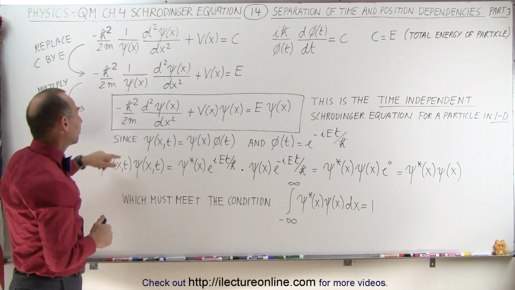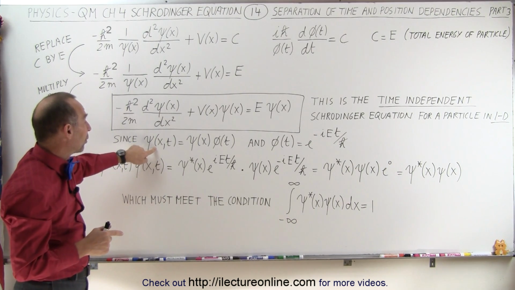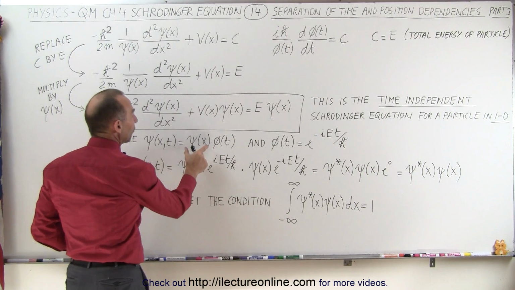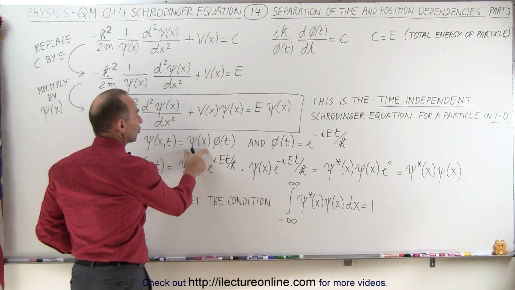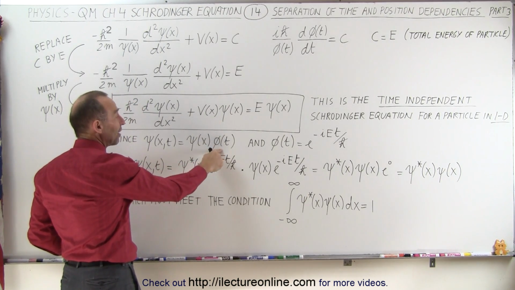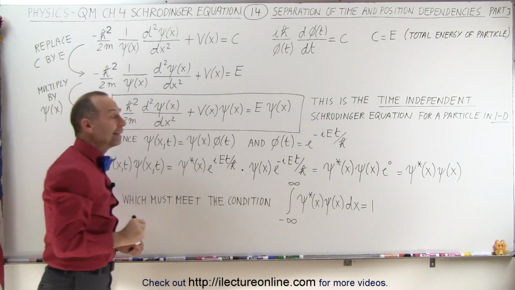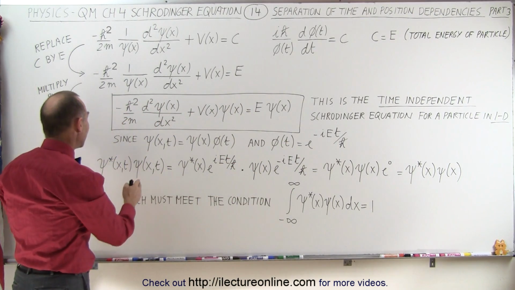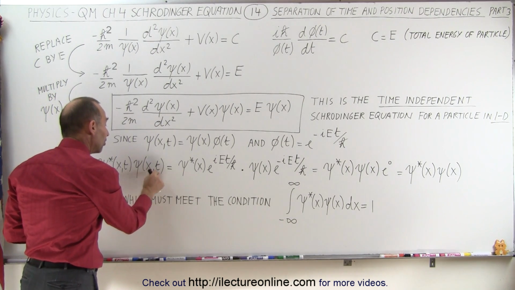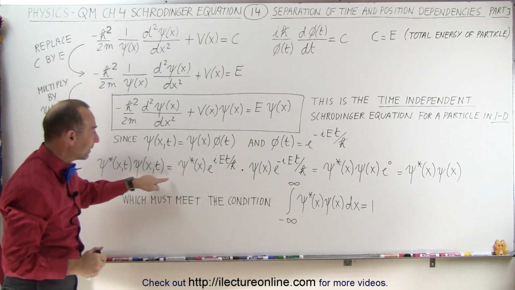Now notice that the original wave function that depends both on x and time, on position and time, can be written as a product of a wave function that only depends on position and a wave function that only depends on time. And from the previous video, we found an equation for this wave function. It was equal to this. Then we can show that if we take the wave function that is dependent on both position and time and multiply it by its complex conjugate, we get this equation.